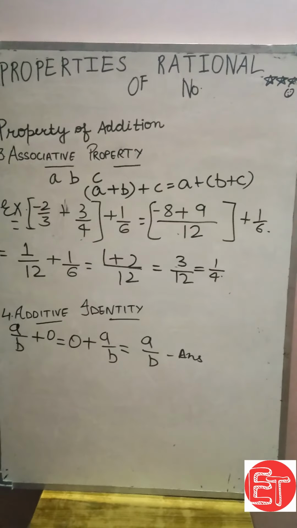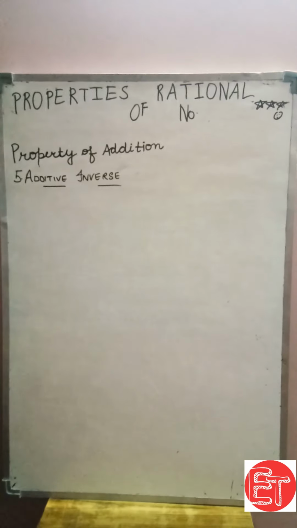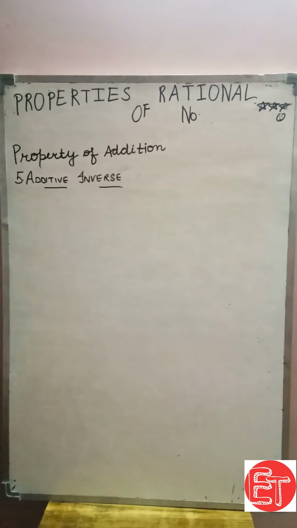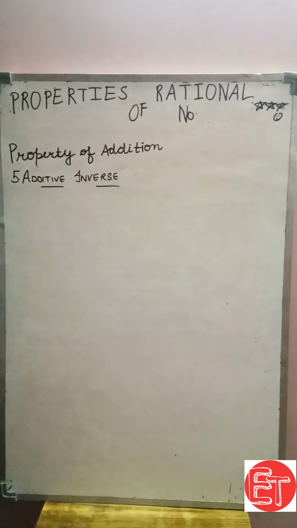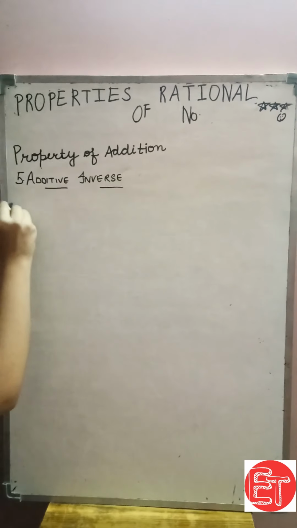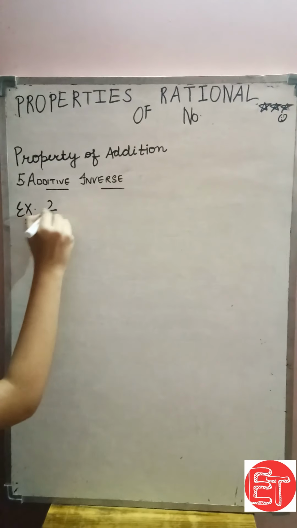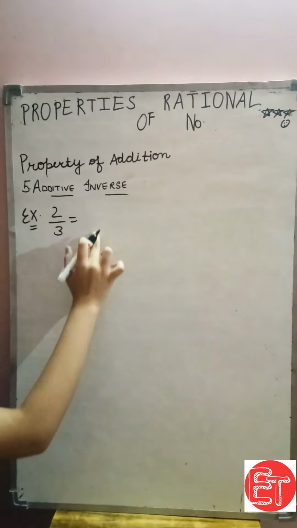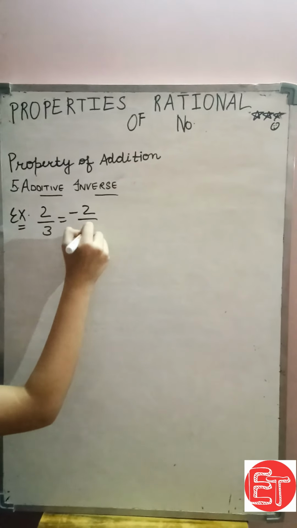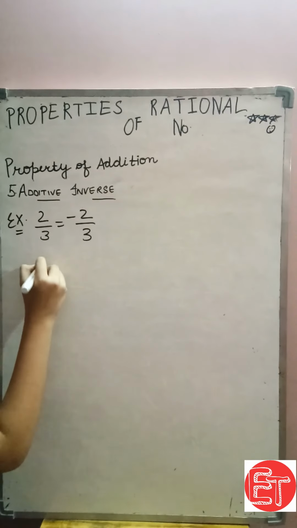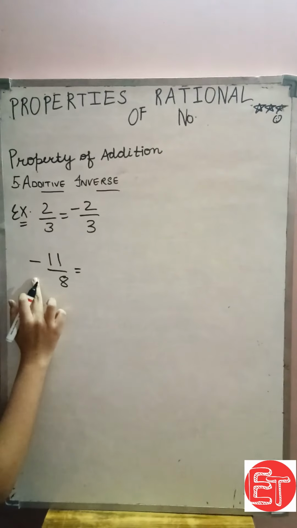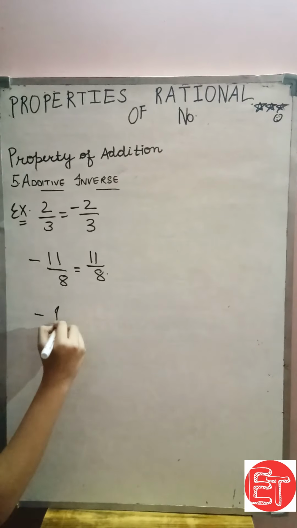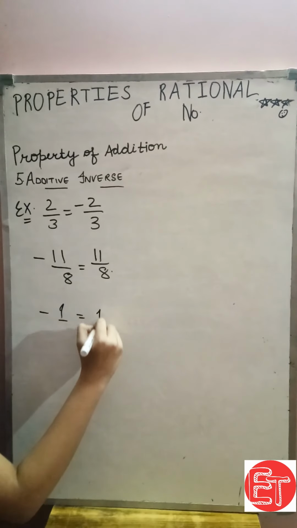Now let's come to the fifth property. So guys, this is our easiest property of addition, that is additive inverse. How is it easy? It is easy as we only need to change the sign in it. For example, 2 upon 3 is here. I said we only need to change the sign. So this is positive, now we will convert it into negative: minus 2 upon 3. Another example, minus 11 upon 8. This is negative, we will convert it into positive, so it will be 11 upon 8. Next, minus 1, this is also negative, now we will convert it to 1.